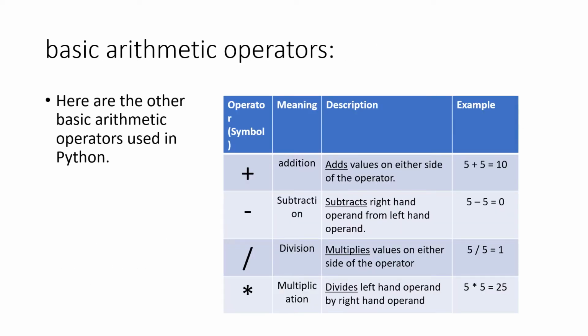So here is a list of the basic arithmetic operators used in Python. Please copy this chart to your notes. This is the symbol for the addition. This is for subtraction. Multiplication is the /, and then the asterisk or the star is for division. I'm going to demonstrate how each of these works next.